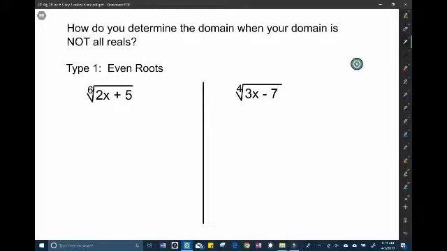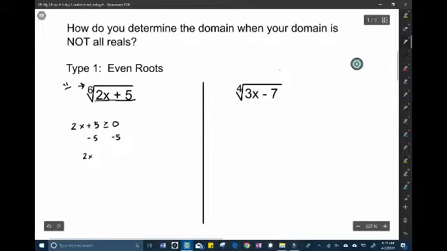So here we have an even index, which means, hey, we need to worry. Okay, so 2x plus 5. What we're going to do is just solve for x. We want to know where 2x plus 5 is greater than or equal to 0. What we can do is subtract 5, because that's what we want. 2x is greater than or equal to negative 5. Divided by 2, divided by 2, we know that x must be greater than or equal to negative 5/2. Simply put, that is your domain. If you have any numbers less than negative 5 halves, it will give you a negative.